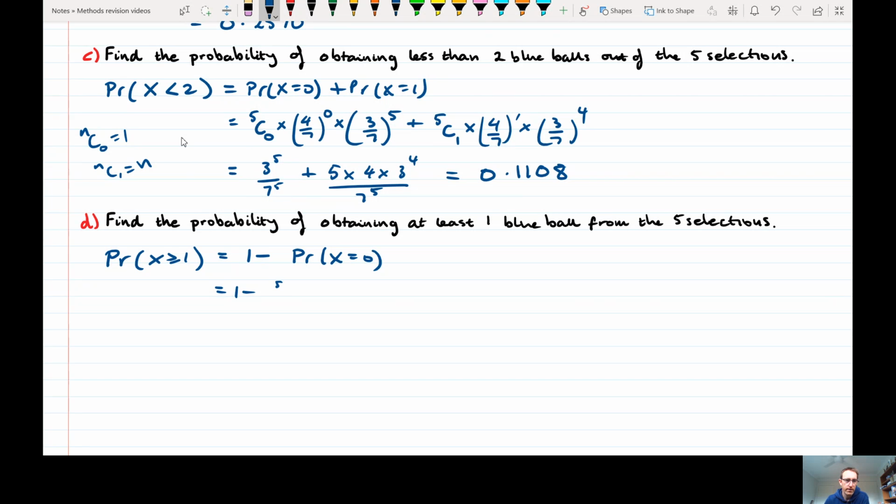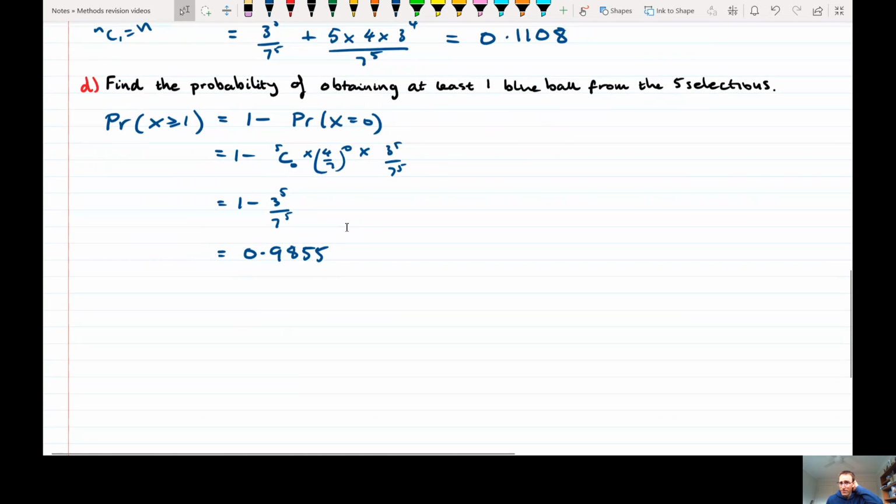So we could have our 5c0 times 4 over 7 to the power of 0 times 3 to the 5 over 7 to the 5. And that will give you 1 minus 3 to the 5 over 7 to the 5, which you could combine together with common denominators if you wanted to leave it with powers. But again, the size of the numbers will tell you it'll be an exam 2 kind of thing. And that gives you 0.9825. And that's a couple of examples of how you work with the binomial distribution. Hope that helps.